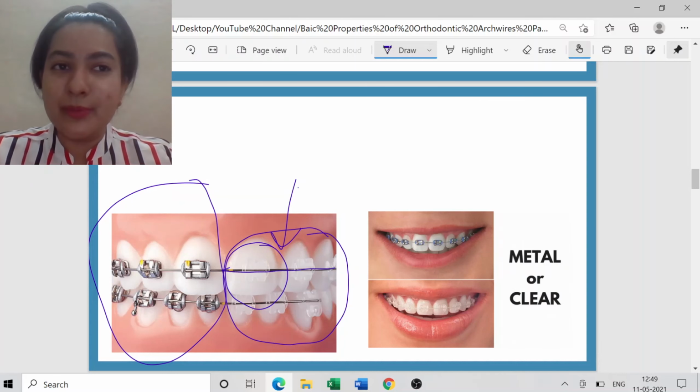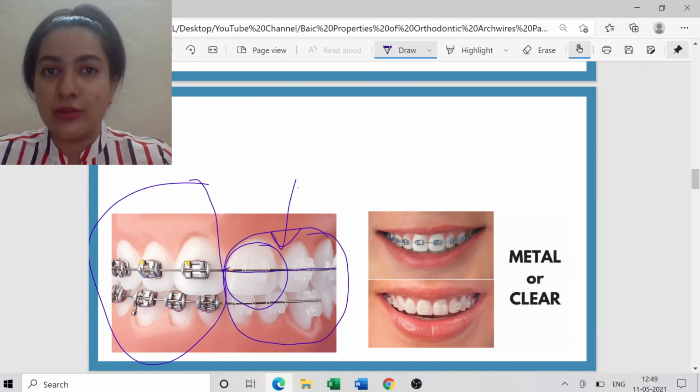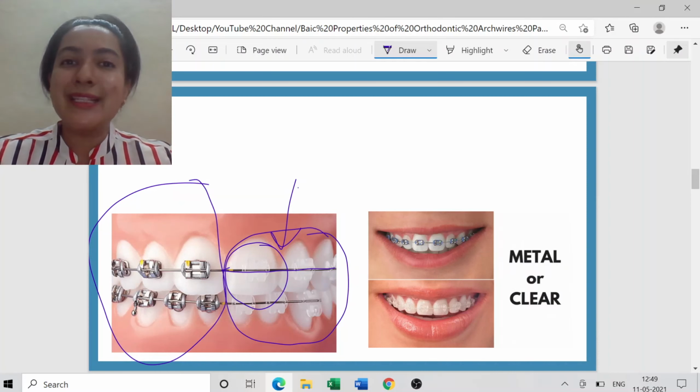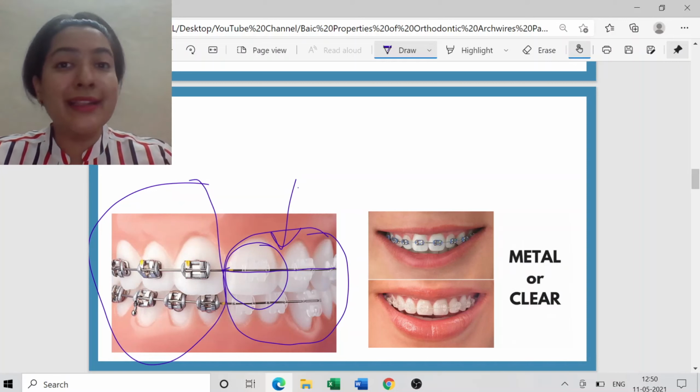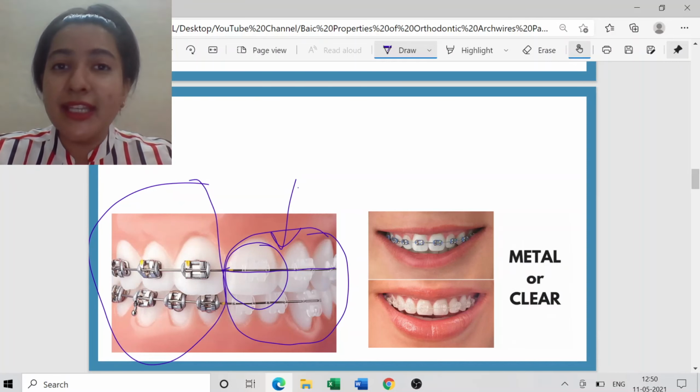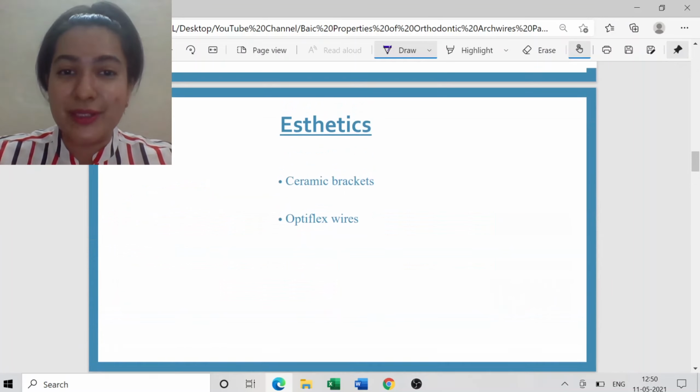So again, what orthodontists saw was that we tried to improve the aesthetic quotient. We introduced ceramic brackets. But if we continue to use stainless steel wires, or wires which are visible, the patients are not getting that much satisfaction. So what happened? We came up with the introduction of OptiFlex wires.